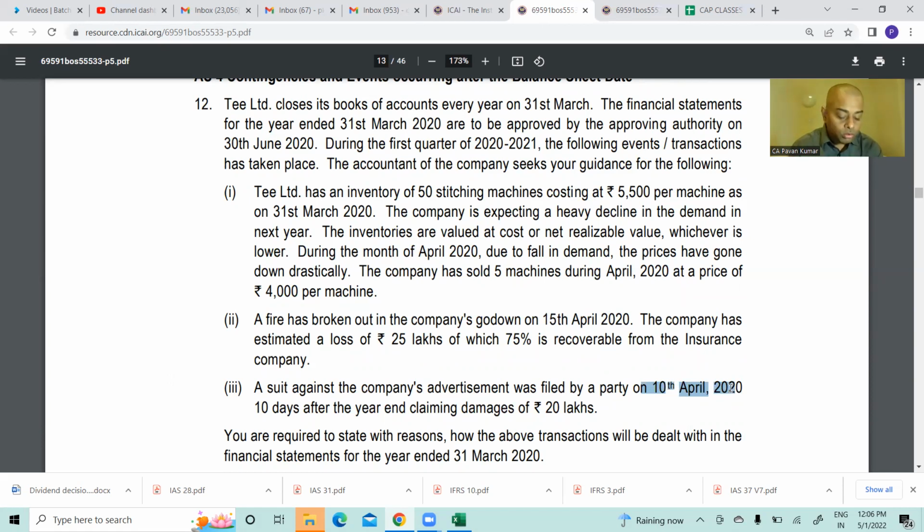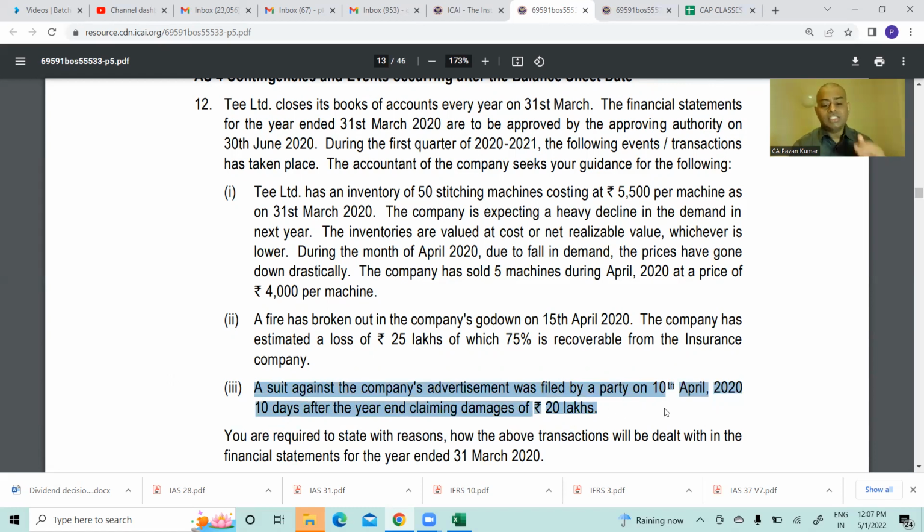Guys, is this clear now? Vrinda, is this clear now? Our balance sheet date is 31st March 2020. So this is event after the balance sheet date only. Yes, sir. Adjusting or non-adjusting? Adjusting. Think again and tell me. Guys, do you think this is adjusting or non-adjusting?